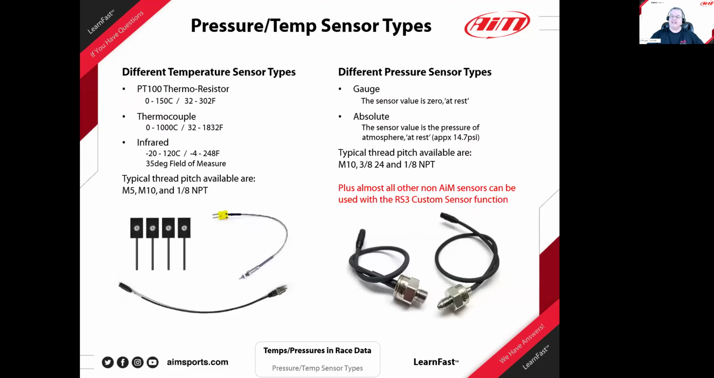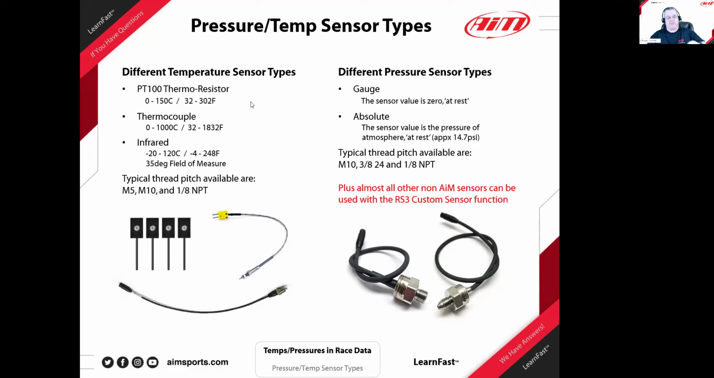So with that said, let's talk a little bit about what is different about the different pressure sensors and temperature sensors. What is available for you? What are some of the things that you should be thinking about if you're going to add one and you want to start thinking about which one you want to get? Let's start with the different temperature sensors. There's three different kinds. There are a few more, but these are by far the most popular.